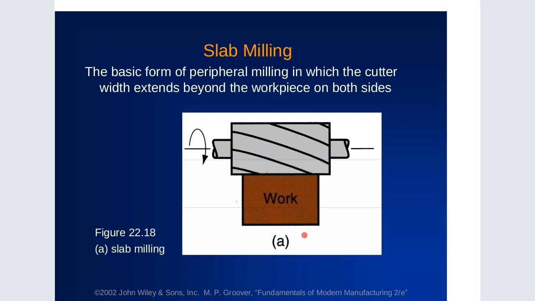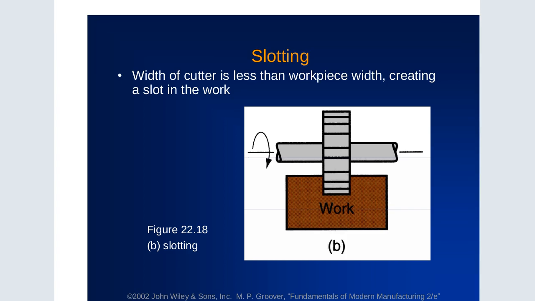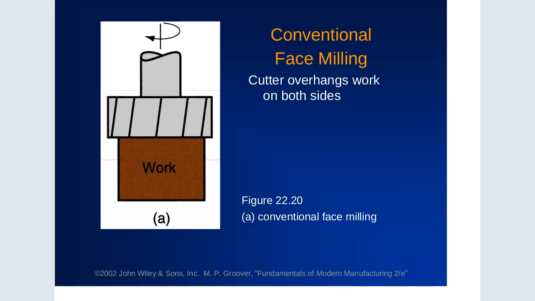Now, slab milling. What is slab milling? You can even see the way it's placed, the positions. It is the basic form of peripheral milling in which the cutter width extends beyond the workpiece on both sides. So it is milled uniformly at the same time. Slotting. What is slotting? The width of the cutter is less than the workpiece width, creating a slot in the work. You can see the slot is being created there.